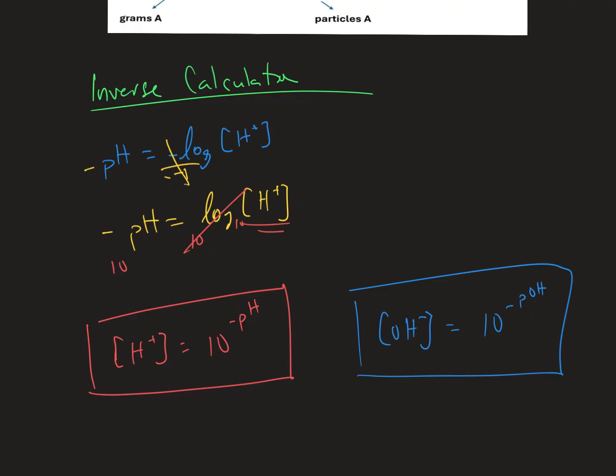So now we can calculate the concentration if we have the pH or the pOH. Or if we have the pH of a base, we can convert it to pOH, right? And then find the OH concentration and convert it to the concentration of our base. Did you follow what I said?